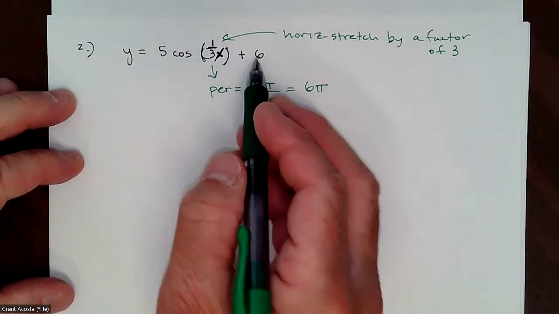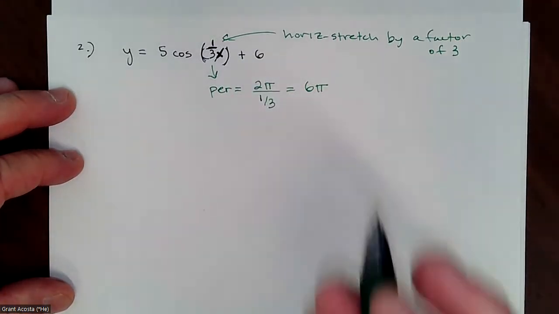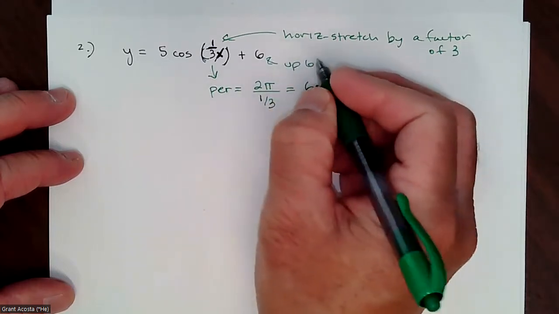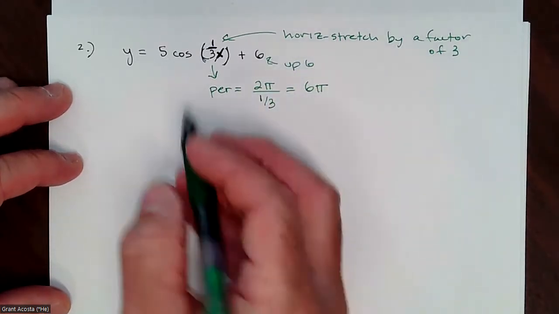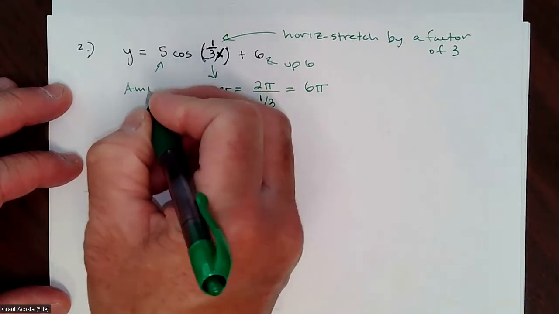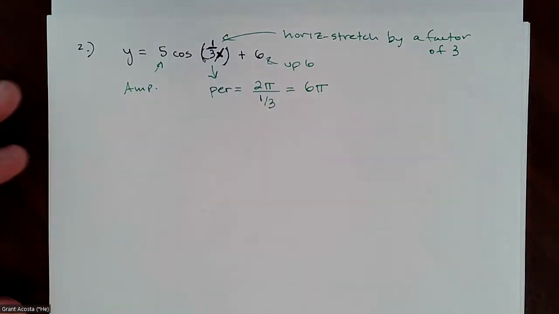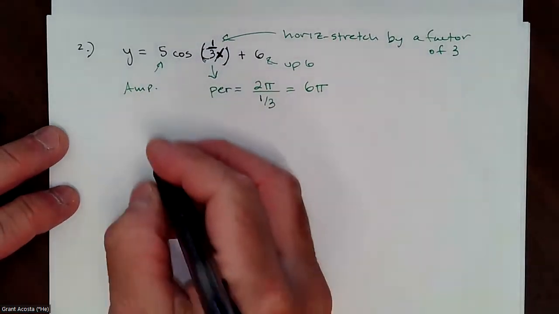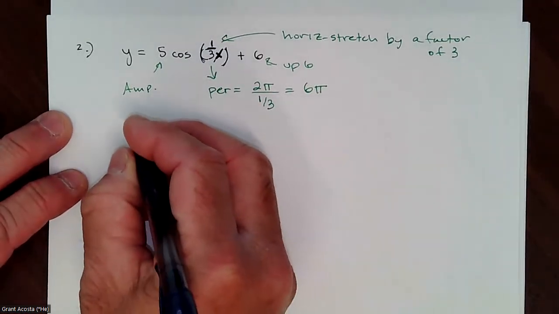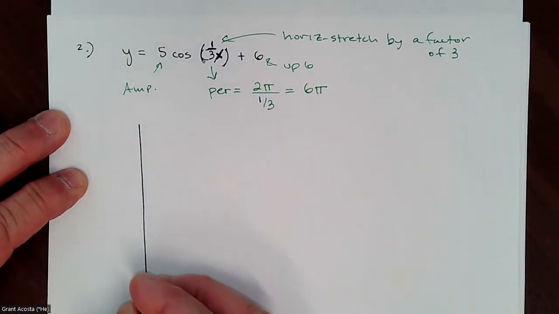Okay, the other transformations we talked about in the previous video: this plus 6 is going to move our graph up 6. So our new middle, instead of being 0, is going to be 6, and this 5 is going to affect my amplitude. So sketching this, just get a rough sketch.